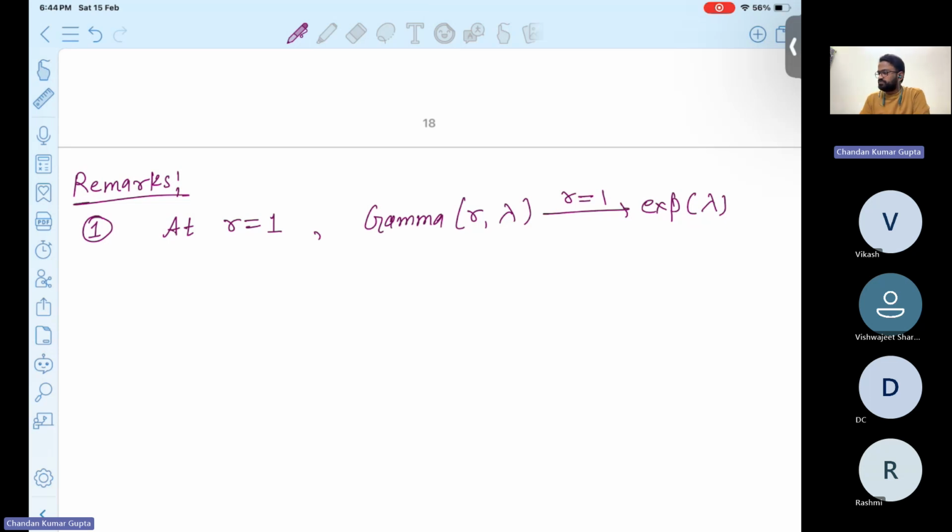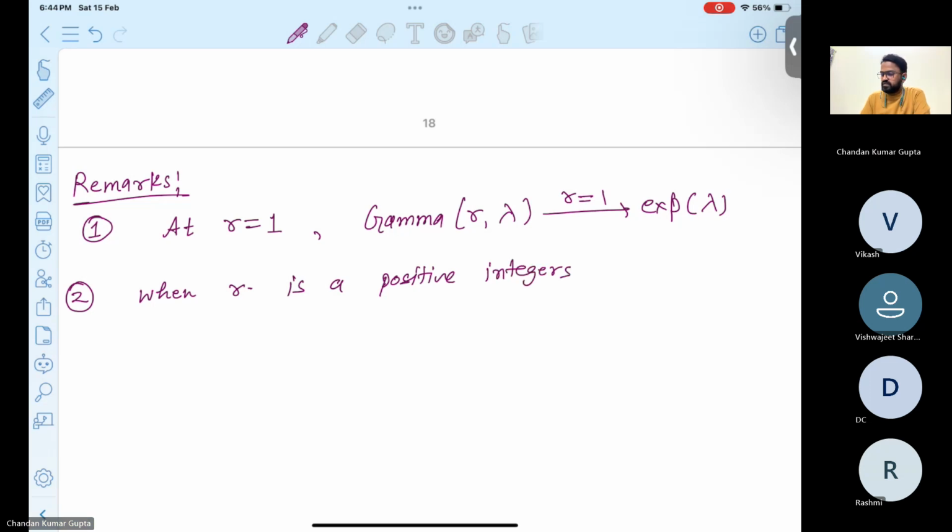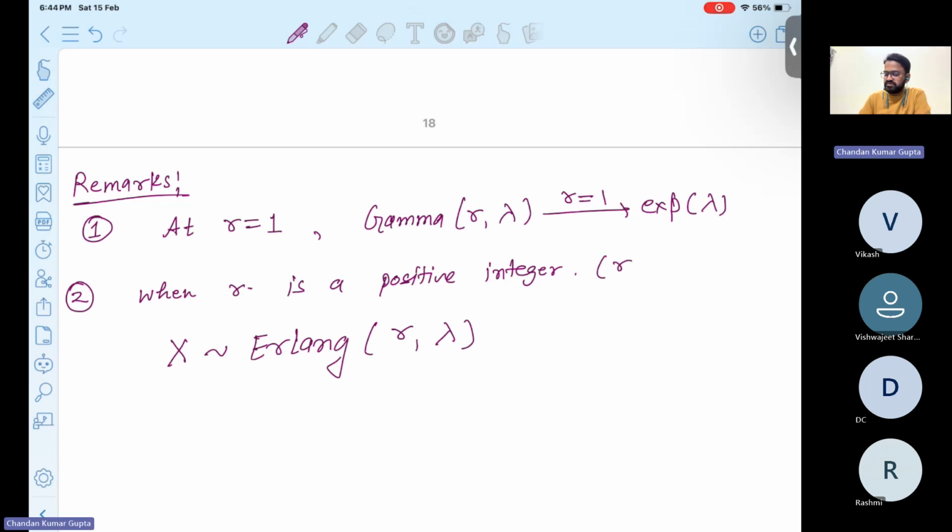Now we also have the second, when R is a positive integer. We have already discussed it, but let us name it. When R is a positive integer, in that case this distribution is called the Erlang distribution with the same R and lambda. We are not differentiating these things. Since it is a positive integer, we can put R equal to n if we want. If not, then R, lambda can also be used. So in that case, this is the Erlang distribution. But in general, we use gamma(R, lambda) without mentioning these things. But we should know the meaning.